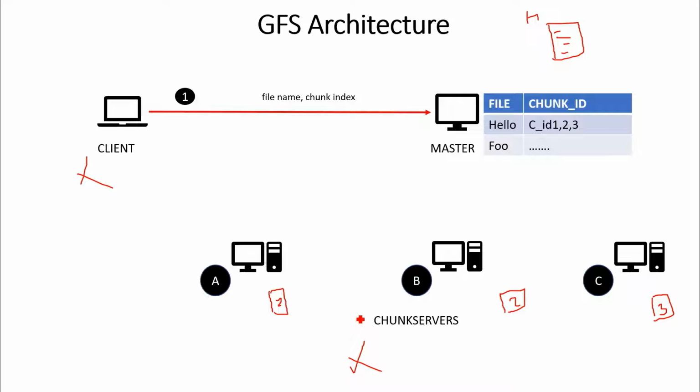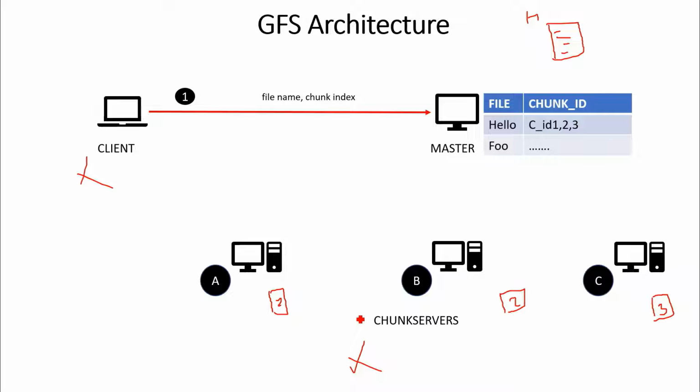So in the client itself, the GFS client library is available. It will use the fixed chunk size to translate the file name and byte offset specified by the application into a chunk index within the file. Then it sends the master a request containing the file name and chunk index.